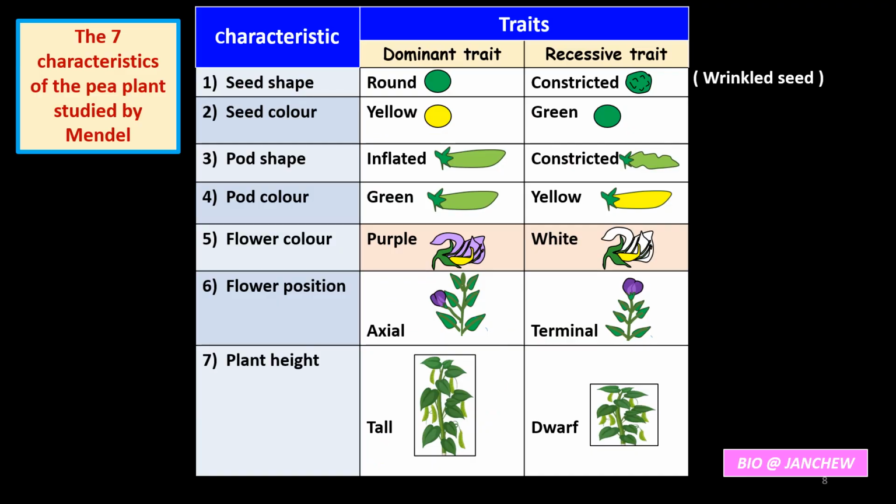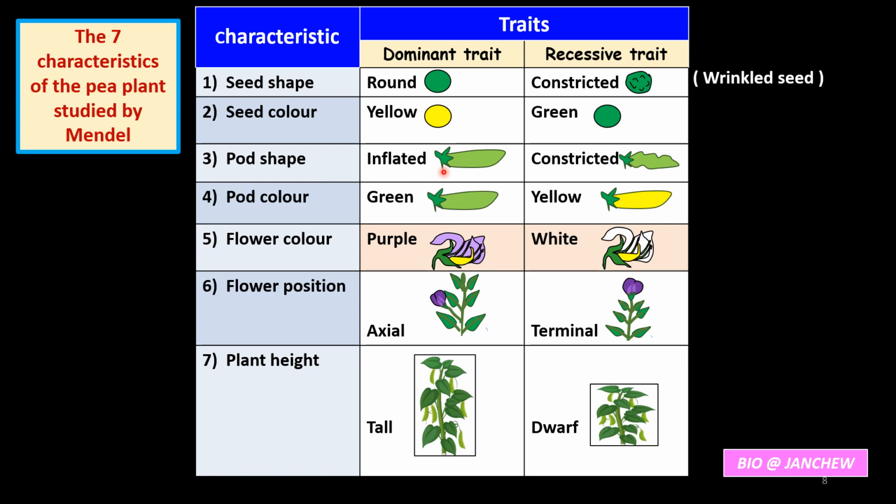Here are the 7 characteristics of the pea plant which was studied by Mendel. The first characteristic is the seed shape. Some pea plants have round seeds while others have constricted seeds. Constricted seeds are wrinkled a bit because of the seed coat, so they are not so round. In Malay we call it berkedut. And then for seed color, some pea plants produce yellow seeds and others produce green seeds.